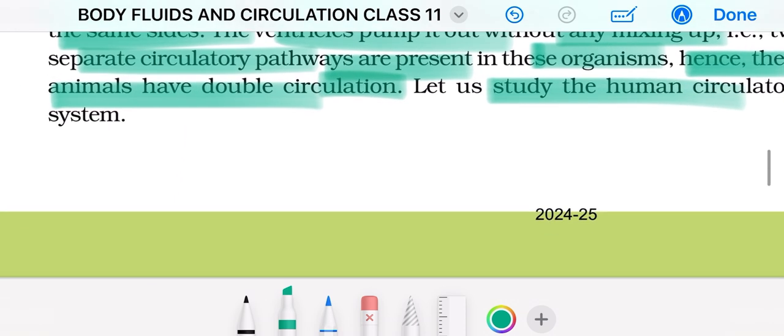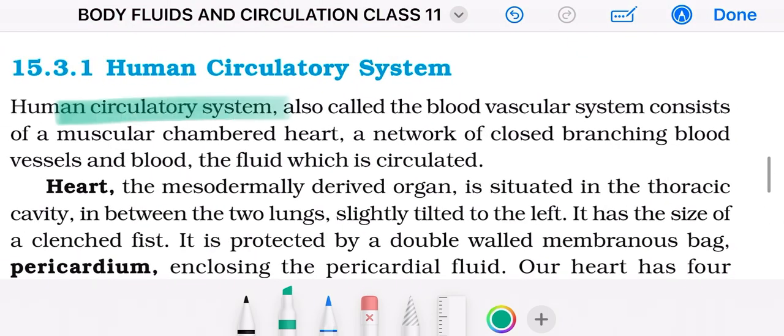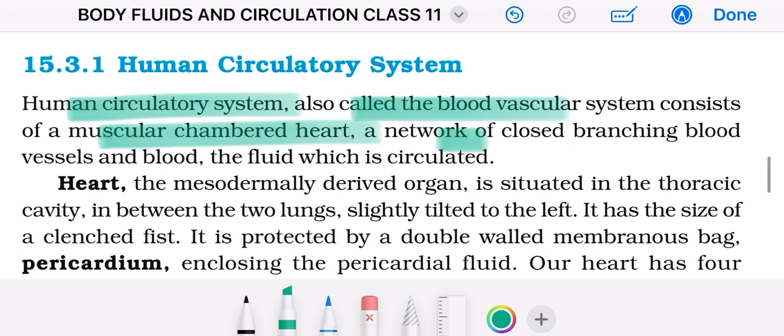Now, let us study the human circulatory system. Human circulatory system, also called blood vascular system, consists of a muscular chambered heart, a network of closed branching blood vessels, and blood, the fluid which is circulated.